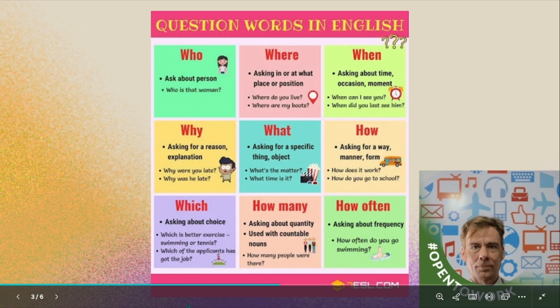And there is actually another W, which is which, usually about choosing between one of two things. For example, which is better exercise, swimming or tennis?